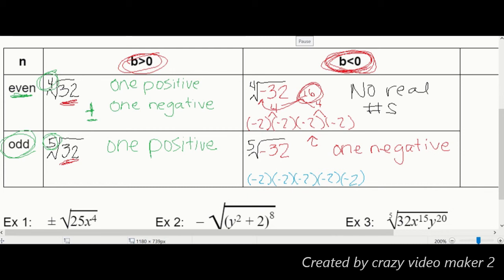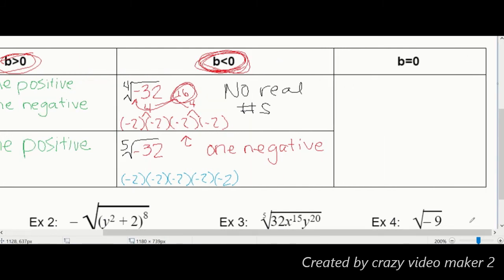So then moving over to the right now. So this time what they're telling us is, no matter if it's even or odd as our n on the outside, our index on the outside, doesn't matter. If b is equal to 0, so if we had like the fourth root of 0, well, let's think. 0 times 0 times 0 times 0, what does that give you? 0. So 0 is just your answer.